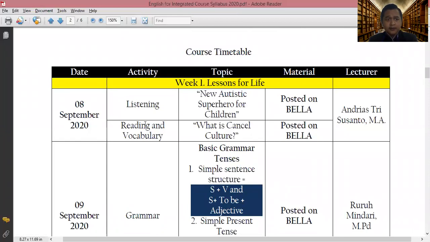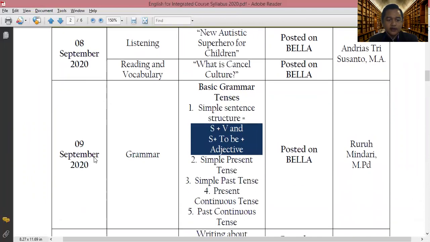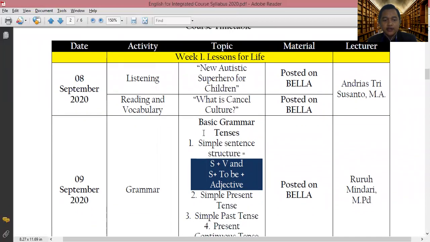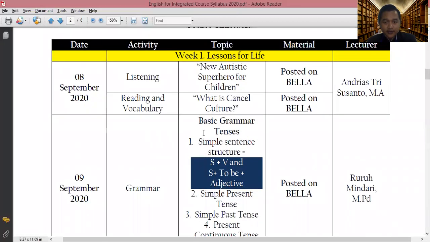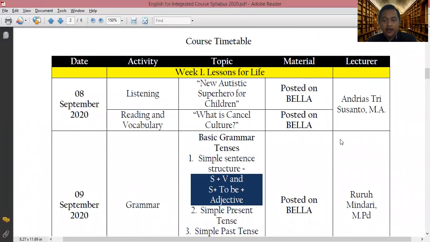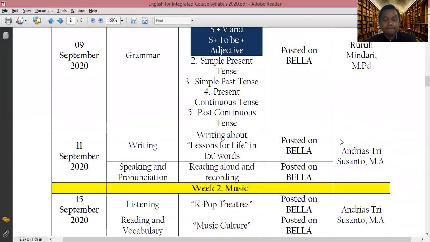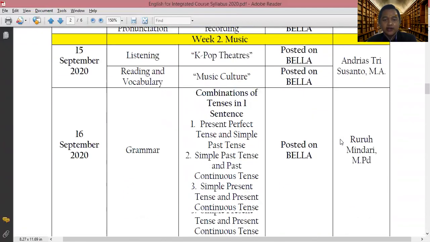And per day, I have already set the activities for each day on the 8th of September, 9th, 11th, and so on. I've already given this to you through emails, or I have put it in your Google Drive folder. And these are the topics. So the teachers for the first and the third meeting of the week will be me. And the second day, which relates to grammar, will be with Guru. Okay? Right. I think that's quite clear.